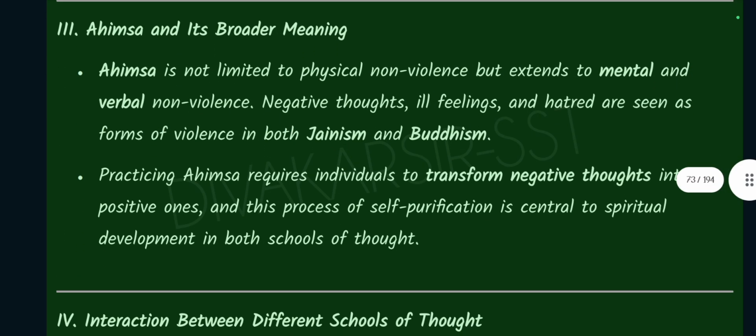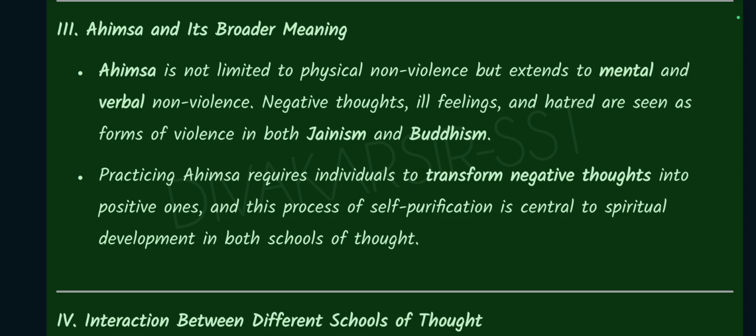Number 3. Ahimsa and its broader meaning. Ahimsa is not limited to physical non-violence but extends to mental and verbal non-violence. Negative thoughts, ill feelings, and hatred are seen as forms of violence in both Jainism and Buddhism.